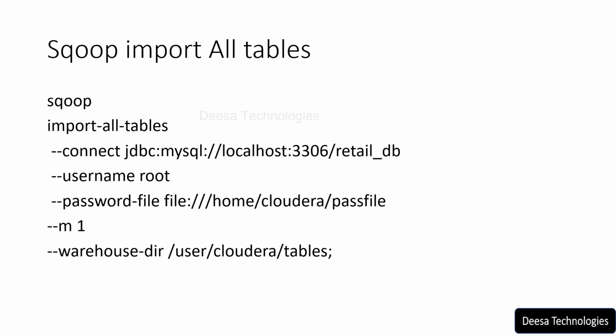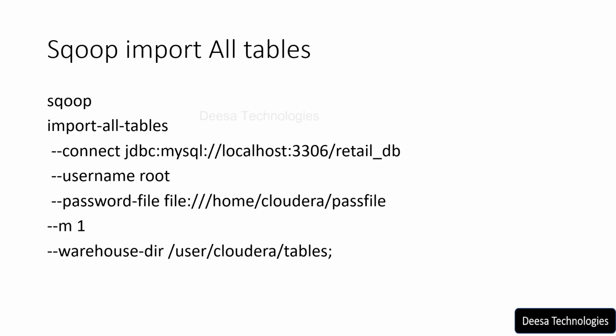If you see here, there are only two changes. The first change is that we are saying import-all-tables instead of just import. If you say sqoop import, you want to import only the particular table that you mentioned, but here we are saying sqoop import-all-tables, so you are importing all the tables. The second change is at the end, where we say warehouse directory. Instead of saying target directory, we are saying warehouse directory.